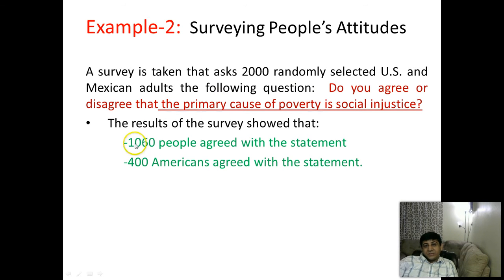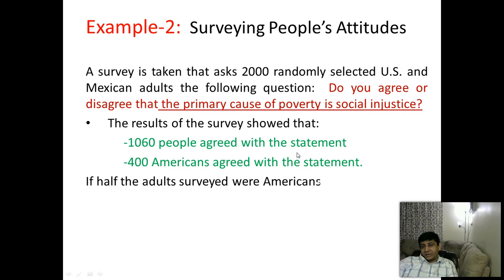People answered according to their preferences, and the results showed that about 1060 people agreed with the statement that poverty is the cause of social injustice, and among those who agreed, 400 were Americans. Another interesting fact is that half of the 2000 surveyed were Americans. So 1000 were Americans, and among the total 2000, 1060 agreed, and we know that 400 who agreed were Americans.